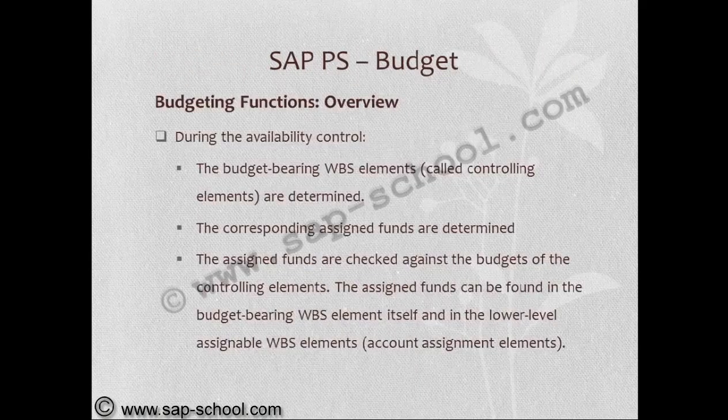During the availability control, the budget bearing WBS elements are determined. The corresponding assigned funds are determined. The assigned funds are checked against the budgets of the controlling elements. The assigned funds can be found in the budget bearing WBS element itself and in the lower level assignable WBS elements.